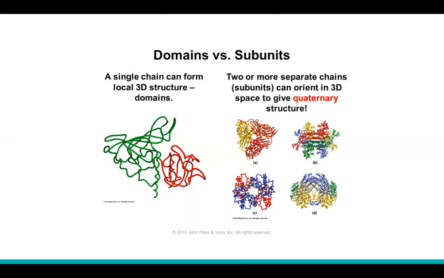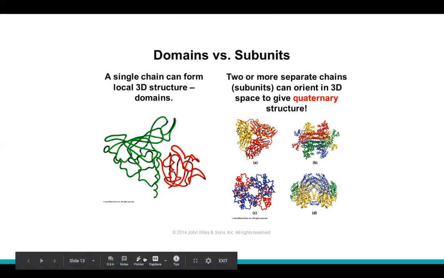Yeah, so this is just a summary of domains versus subunits. They are not the same, they're different. Domains is when you have a single polypeptide chain, and it folds independently, and it has a specific job or function. And subunits is when you have two or more polypeptide chains, in other words, two or more subunits. And these can create these beautiful 3D structures you see in the diagram to give us quaternary structure. So you can see the difference.